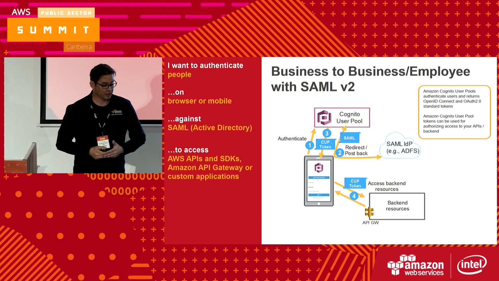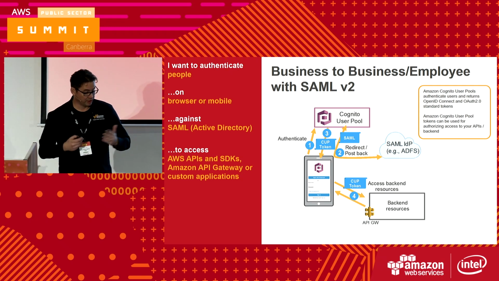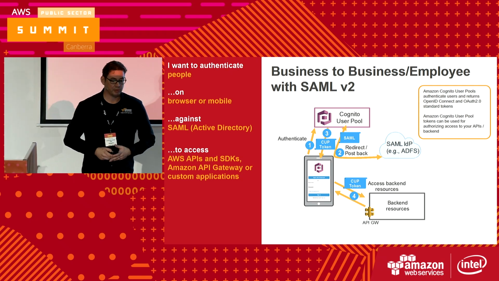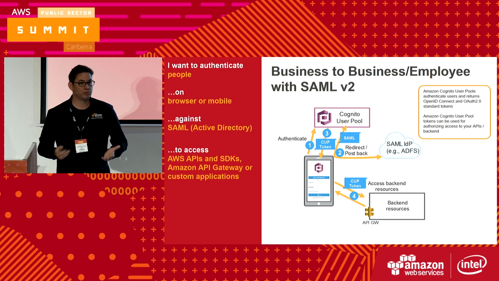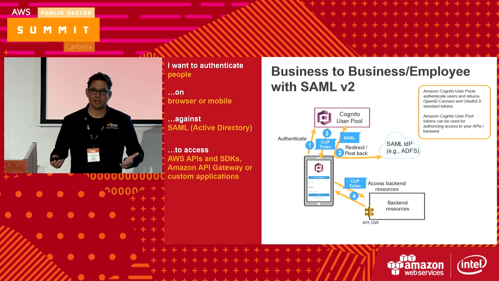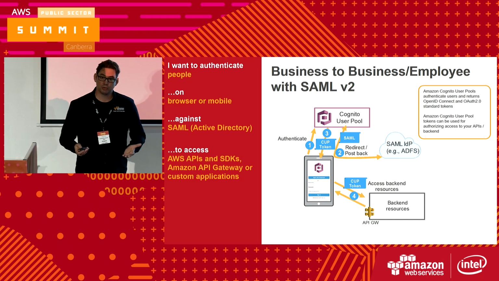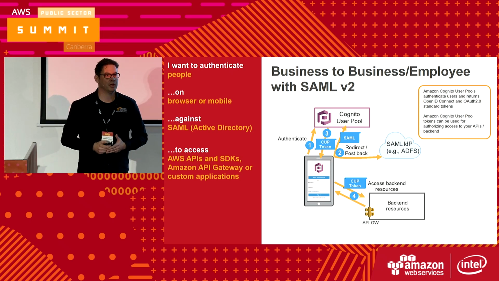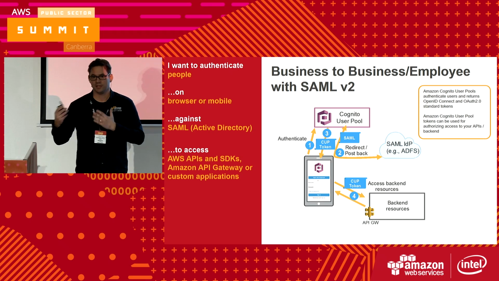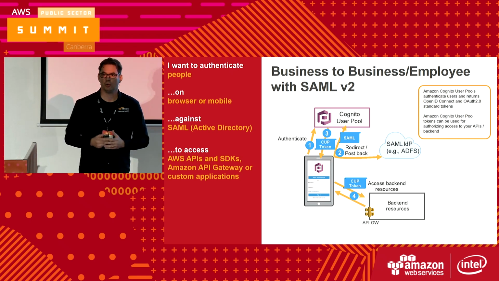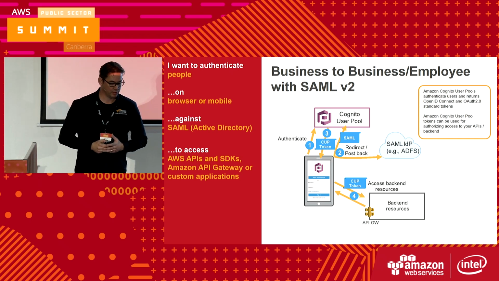Again, I'm logging in against Cognito User Pools. I get redirected to my SAML provider. I get a SAML claim back. Cognito User Pools does a transformation, and I get a Cognito User Pools token back. And I can use that token directly against API gateway, which in turn is invoking a Lambda function or passing that off to an elastic load balancer for processing, or even doing a pass-through to your on-premises services.